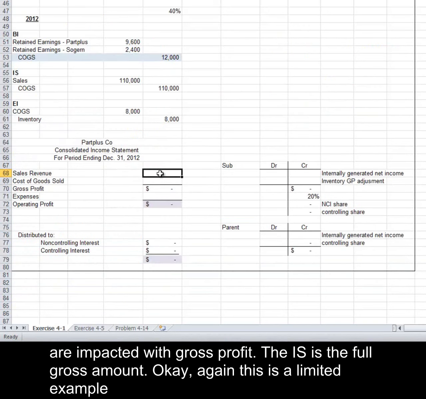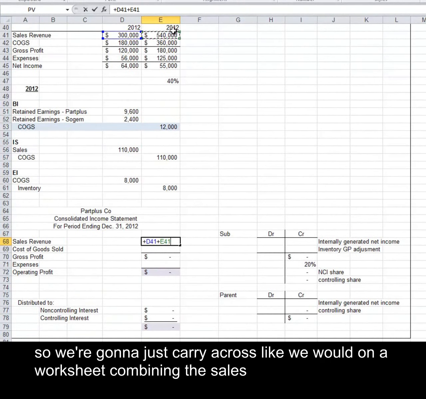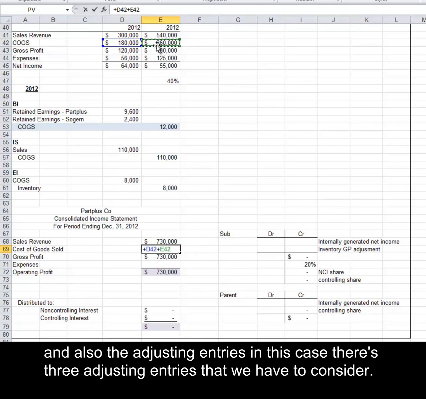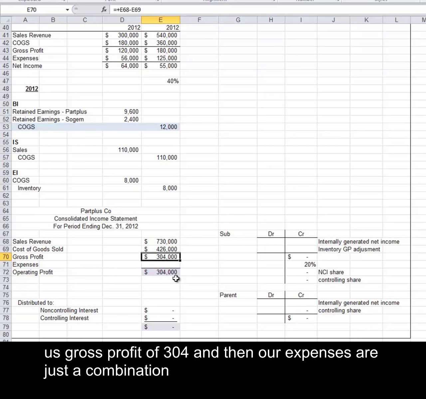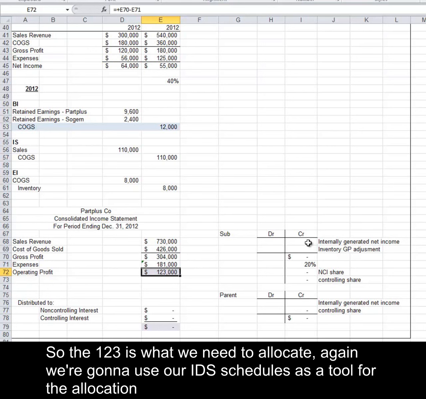Okay, again, this is a limited example, so we're going to just carry across like we would on a worksheet, combining the sales less the adjustment from the worksheet entry here for sales, our cost of goods sold starting columns, and also the adjusting entries. In this case, there's 3 adjusting entries that we have to consider. So we're going to take all of those into account so that our total cost of goods sold should be 426, giving us gross profit of 304. And then our expenses are just the combination because there were no worksheet entries. So the 123 is what we need to allocate.